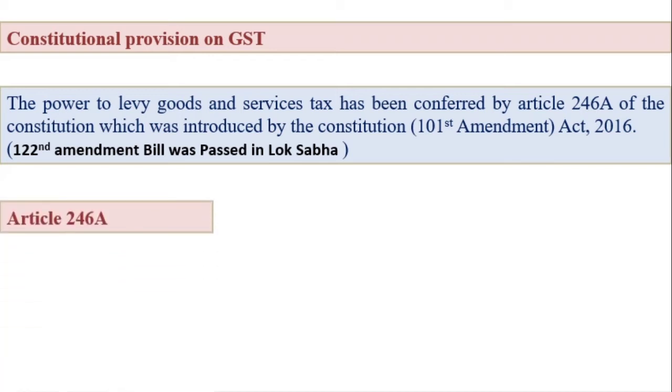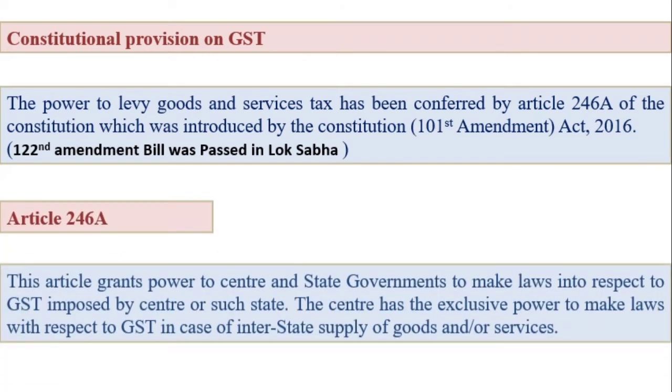Article 246A, what does it say? This article grants power to center and state government to make laws with respect to GST. So that means Article 246A empowers both center and state government to make laws with respect to GST. यानी दोनों अब लॉ बना सकते हैं imposed by center as well as such state.